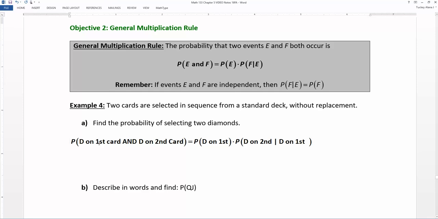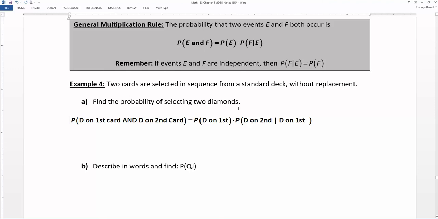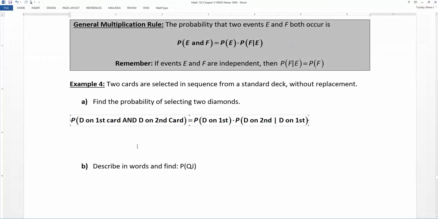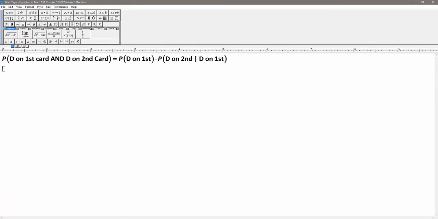Well, that's equal to the probability of a diamond on the first card, event E, times the probability of a diamond on the second card, given that we've already got a diamond on the first card. Okay, so let's think about this. We should be able to find the probability of a diamond on the first card. That's pretty easy because there's 13 diamonds total in a deck. So that's done. There's 13 out of 52 for that. Now we want the probability that we get a diamond on the second card, given that we already had a diamond on the first and it wasn't replaced.